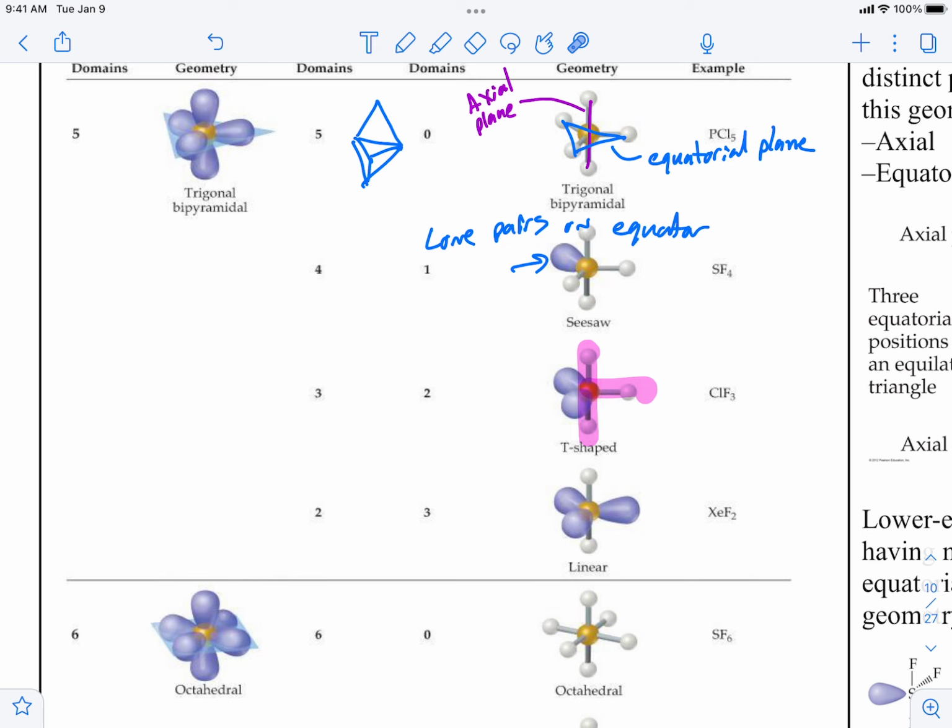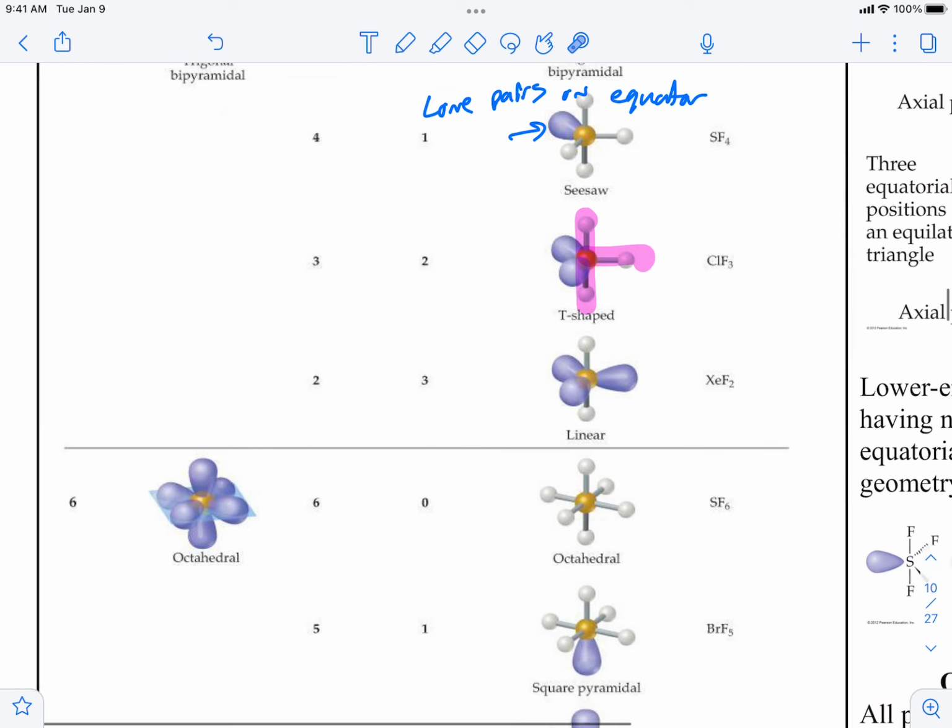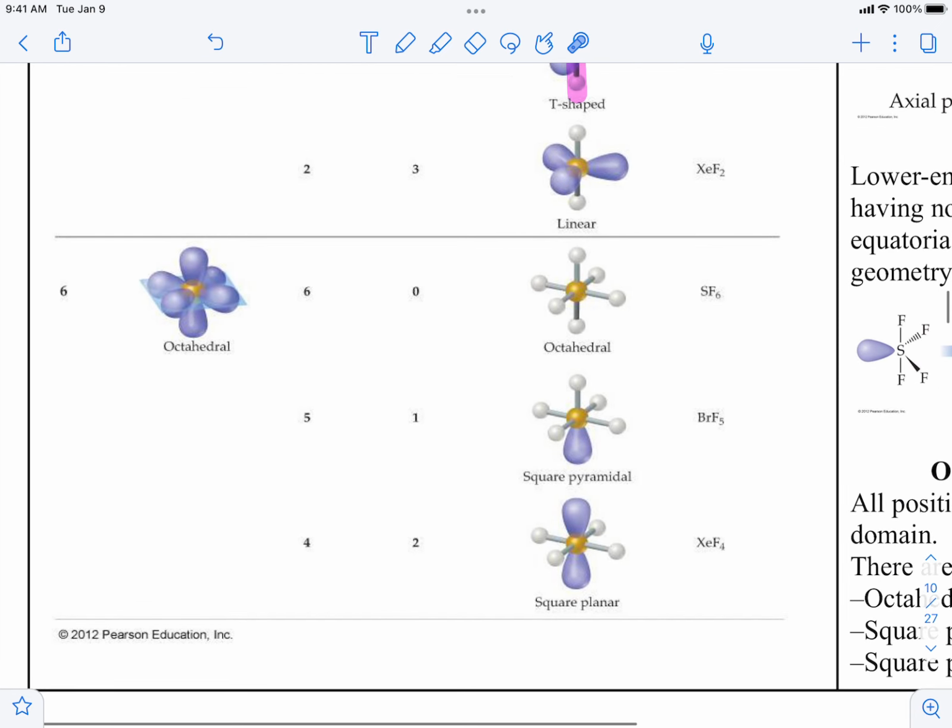So the 5 pair family is the one that requires the most thought to process when you're looking at it and you're trying to determine the shape. The last family is when you have 6 domains. When there's 6 domains and they're all bonded, we call this octahedral. Octa, 8, hedron, sides, so 8-sided.